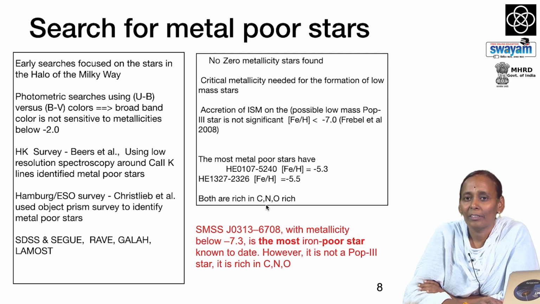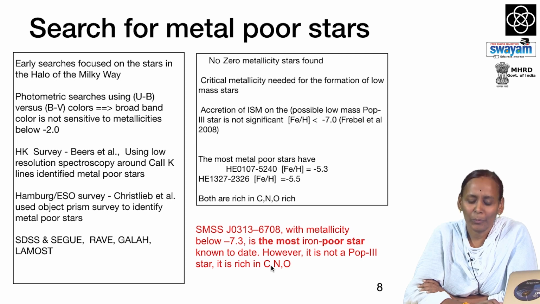They are much different from the solar metallicity or solar neighborhood stars. The current record holder of the lowest metallicity that we know is -7.3. This comes from a survey in Australia, the SkyMapper survey. However, this is again very rich in carbon, nitrogen and oxygen. So this star, though it has very low iron content, can't be a Pop III star because it's still rich in other, lighter elements like carbon, nitrogen and oxygen. And we still don't know the origin of these enhanced carbon and nitrogen at very low metallicities.